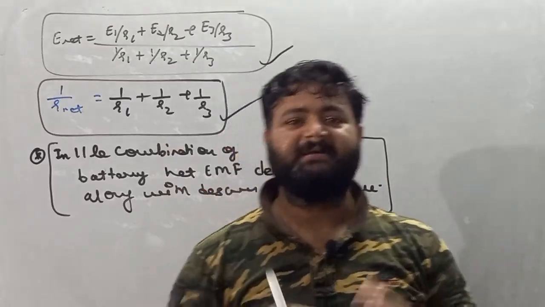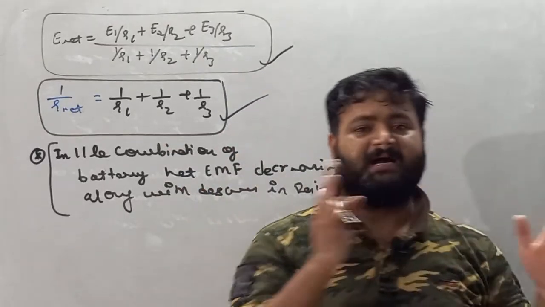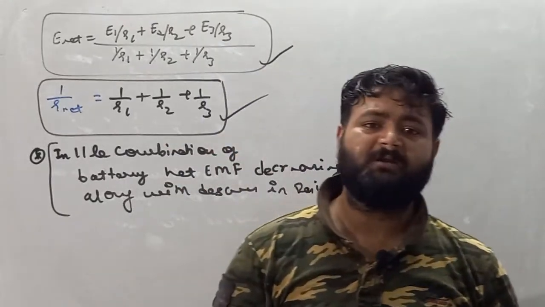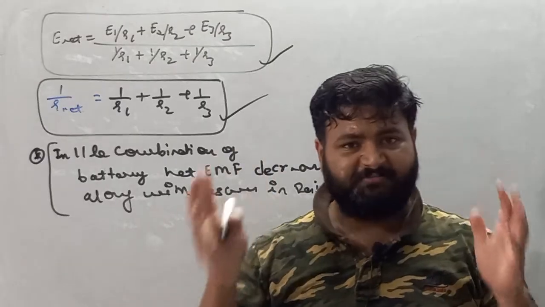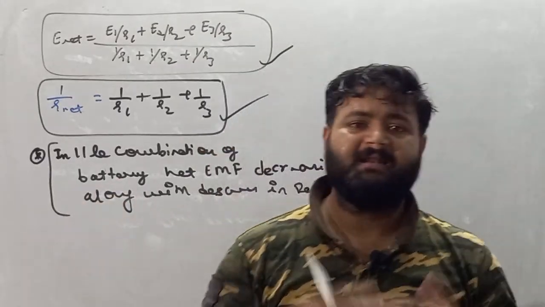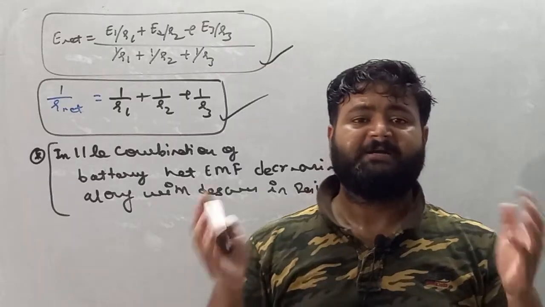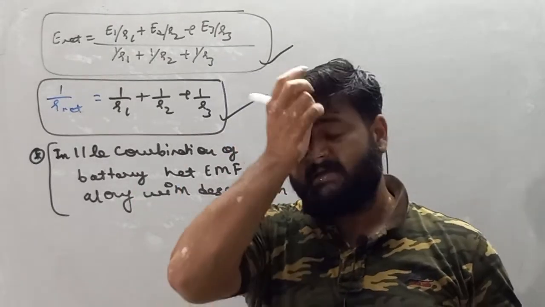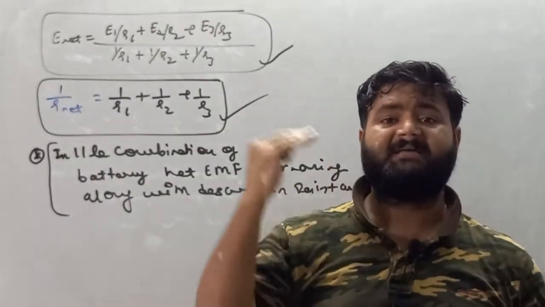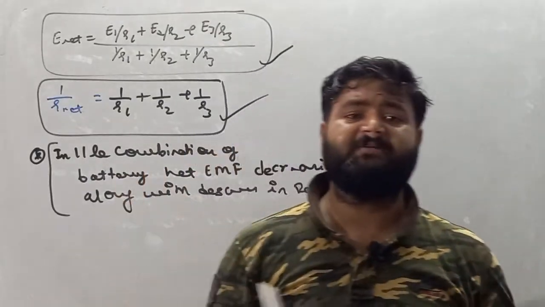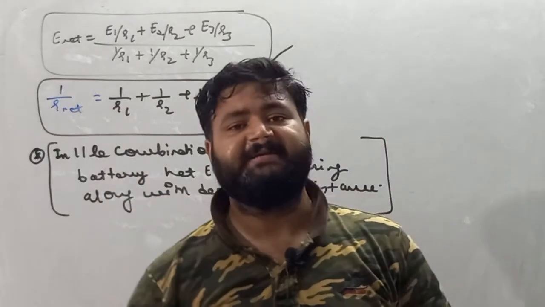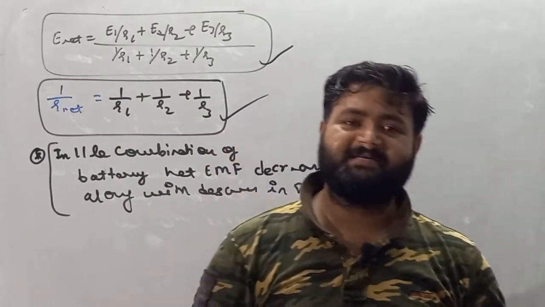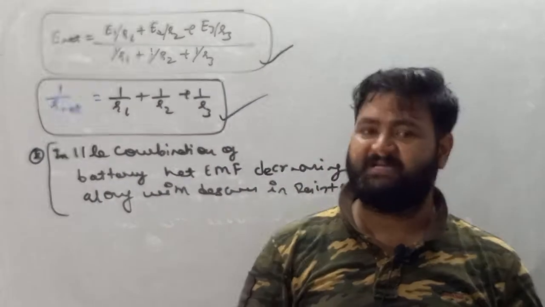So in series, again, it is not worthful to increase the current. If we are connecting the batteries in parallel, again it is not worthful, because due to parallel combination, EMF is decreasing, resistance is decreasing, but as EMF is decreasing, current is decreasing. I hope you all understand the basic structure of combination of batteries.